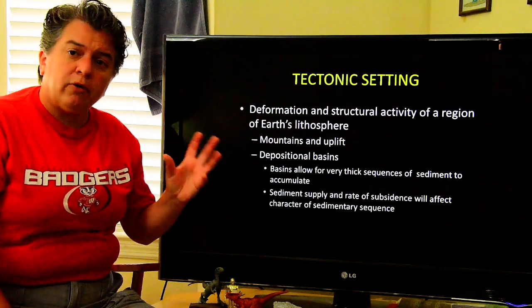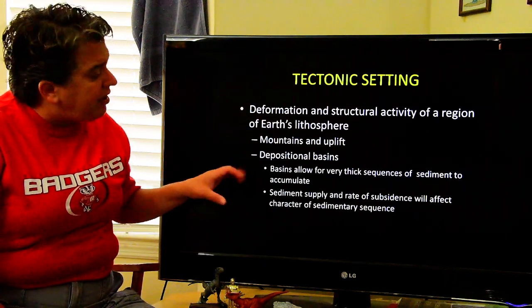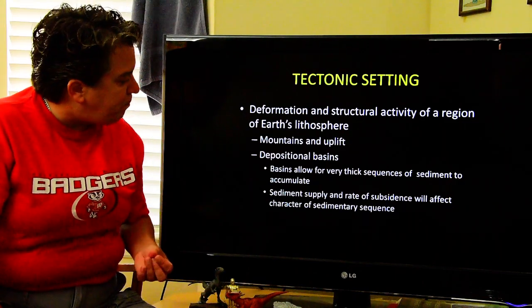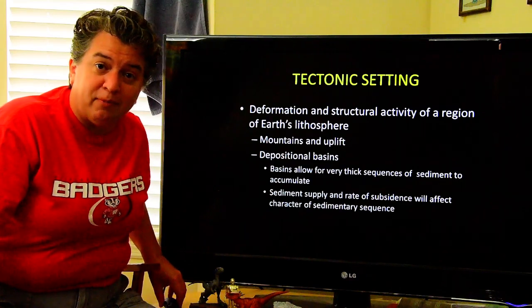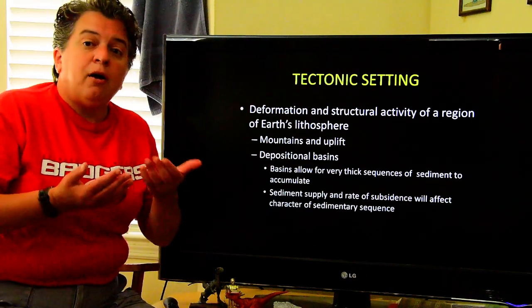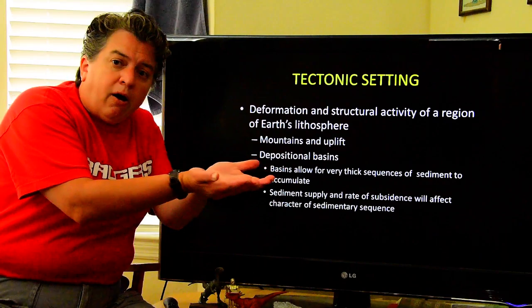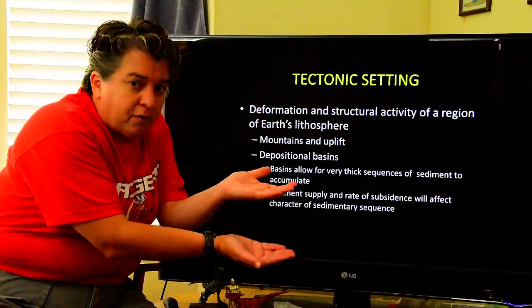Now also when we're looking at tectonic setting, we need to take a look at depositional basins. And my cat has an opinion about depositional basins. Now, a basin is a place where part of Earth's lithosphere is subsiding.